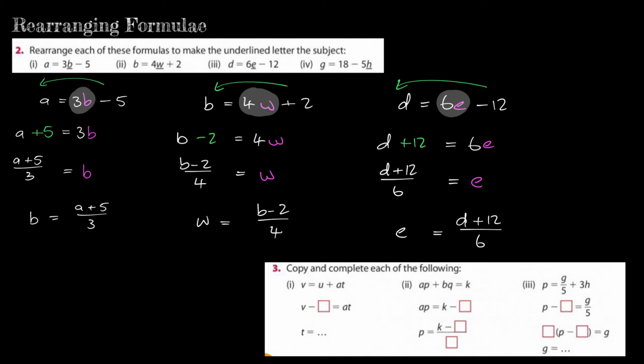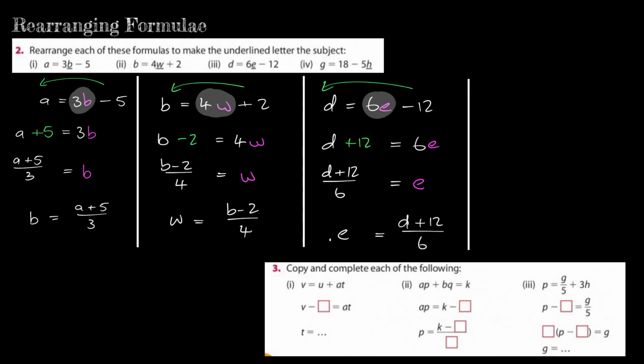Okay, I'll try and get the last one there done as well, right? Just while we're here, we may as well. So what we'll do is we'll start the last one even, I should say. So G is equal to 18 minus 5, and in there we have H.